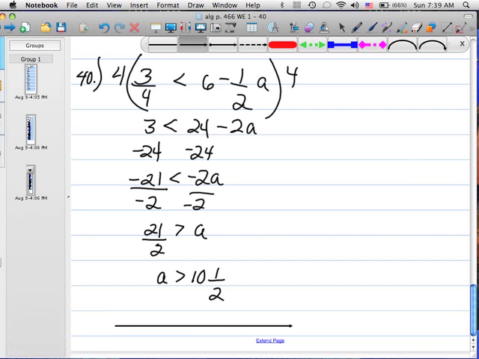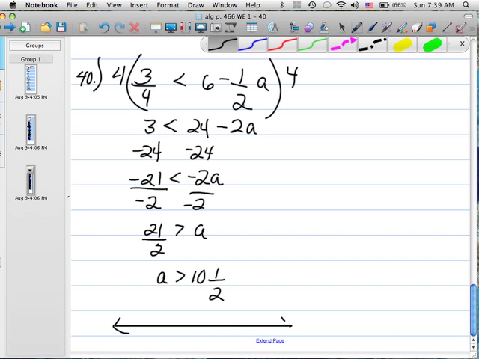And graphing it, here's 10 and here's 11, and 10 and a half is in between, halfway between. So we're going to have an open circle there and shaded to the right, solid arrow at the end.